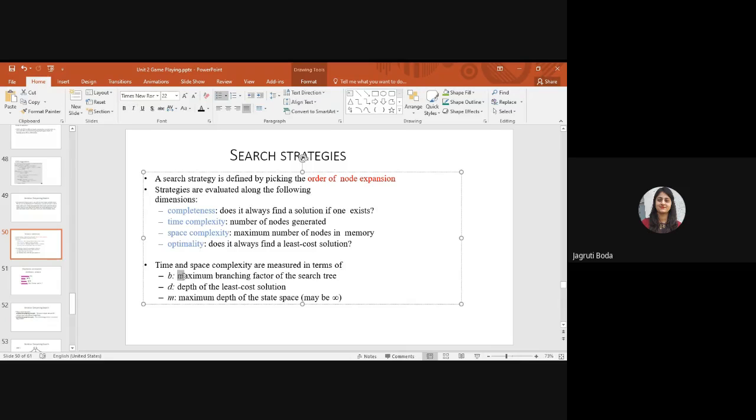So what is B? The maximum branching factor of the search tree. It means you have a root node and you have 3 children, so the branching factor of your tree is 3. And what is your depth? We have already marked depth 0, 1, 2, 3. So D is the depth of the least cost solution. And what is M? The maximum depth of the state space is called M. Sometimes it may be infinite. So these are the terms mostly used for evaluating a search strategy or search algorithm.